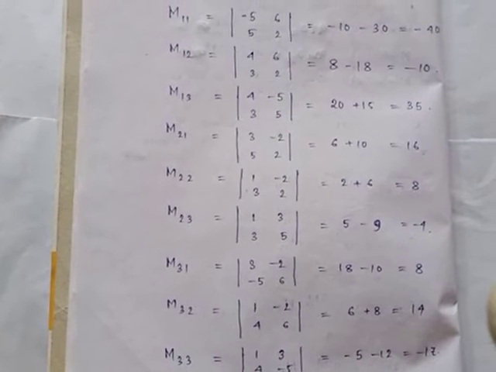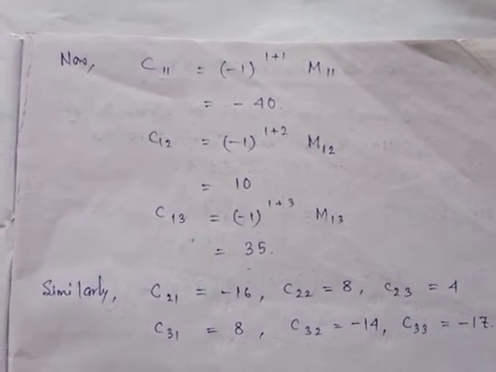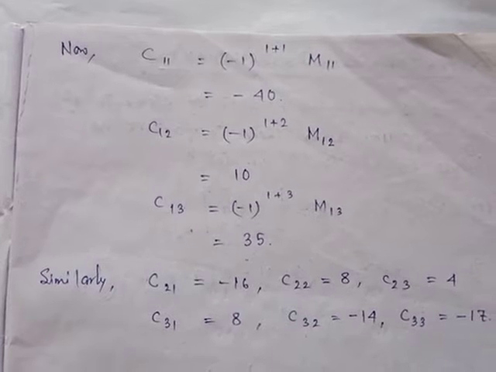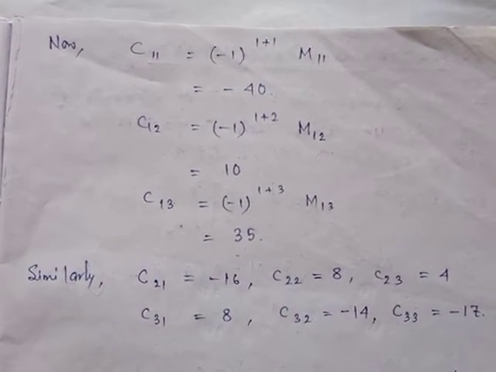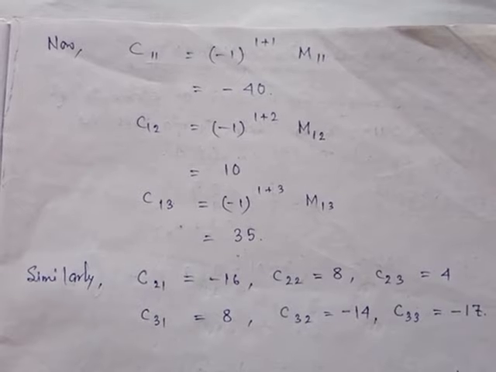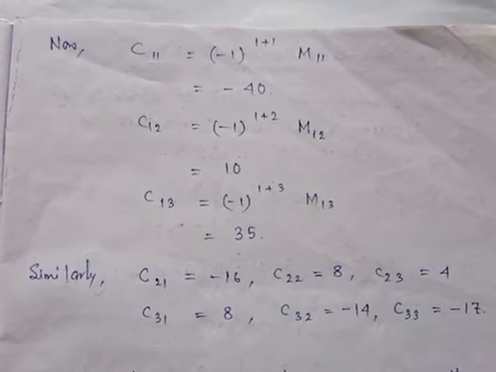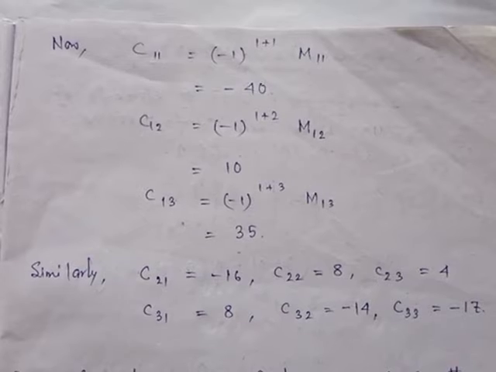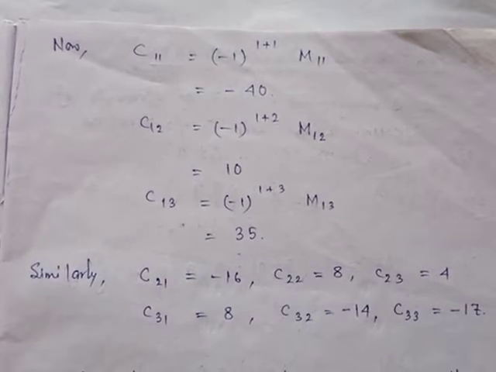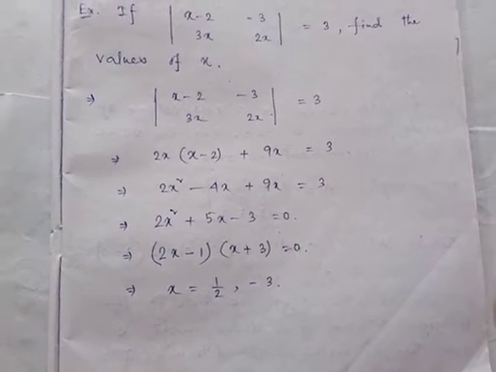So now, that is cofactor. For the cofactor, C11 equals minus 1 to the power 1 plus 1 into M11, that is minus 40. C12 equals minus 1 to the power 1 plus 2 into M12, that is 10. C13 equals minus 1 to the power 1 plus 3 into M13, that is 35. And so on. C21 equals minus 16, C22 equals 8, C23 equals 4, C31 equals 8, C32 equals minus 14, C33 equals minus 17.